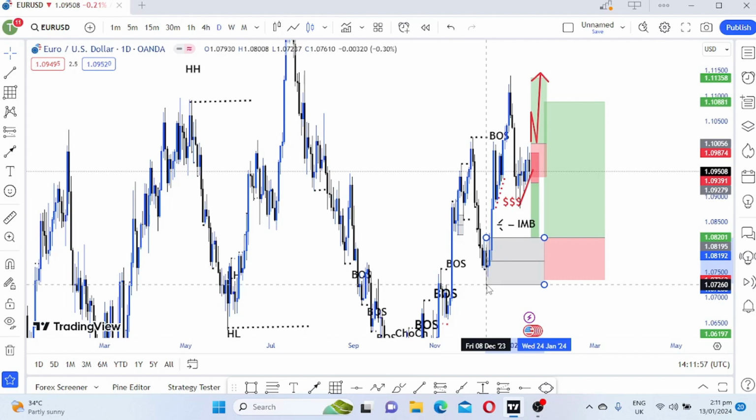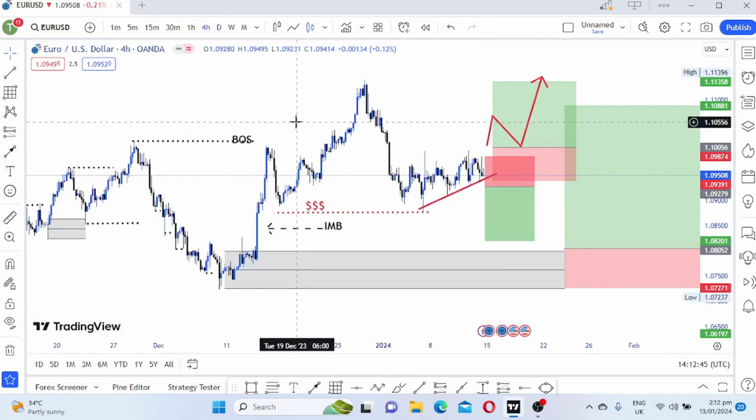Let me quickly move on H4 so that you can see clearly what I mean by that. As you can see, guys, here is an imbalance that has to be filled. We have to fill this imbalance for price to move to the upper side. So far price has only built up liquidity below this zone. This is a liquidity that has to be picked up by the market for us to move up.